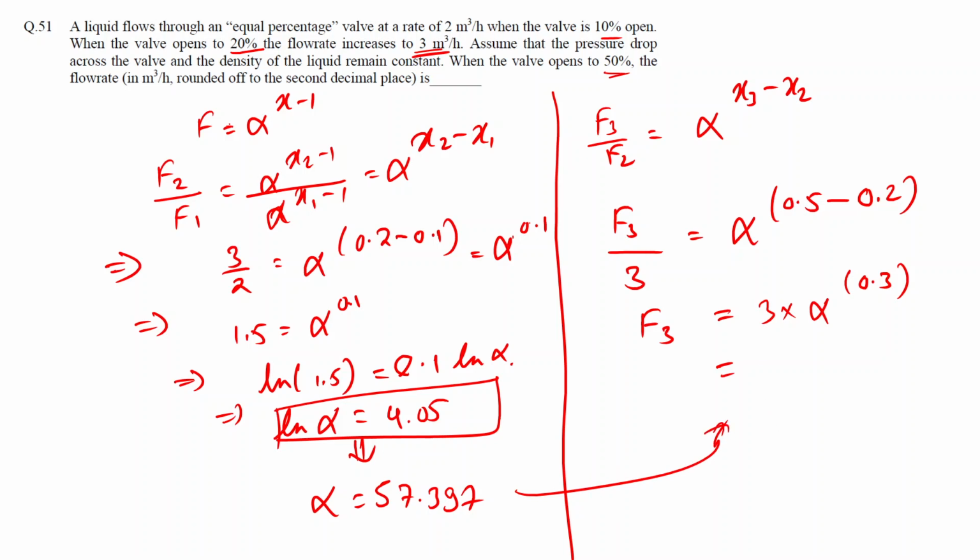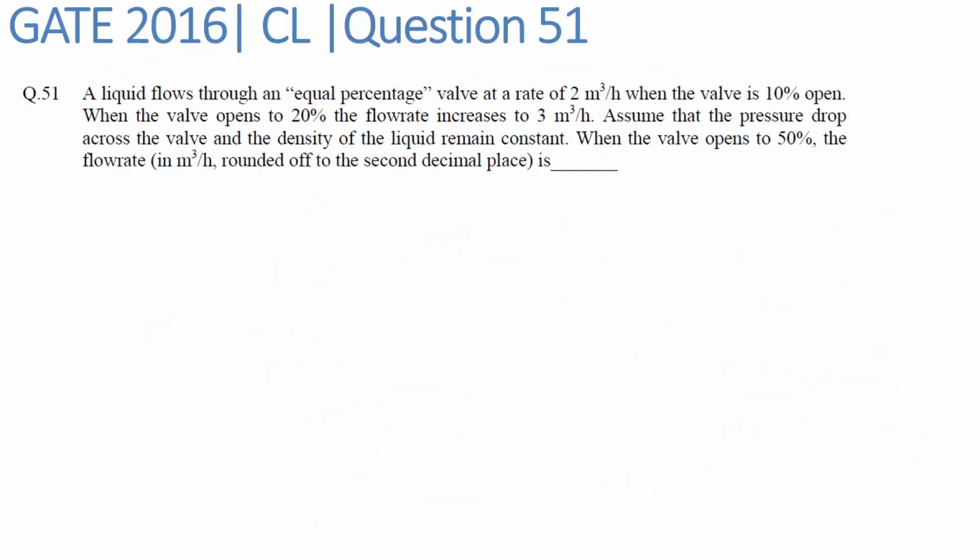So we will put that value over here and we'll be getting the value of f3 as 3 times 3.3702. It will come around 10.11. So the final answer we can write is that when the valve opens at 50%, the flow rate to second decimal place is around 10.11.